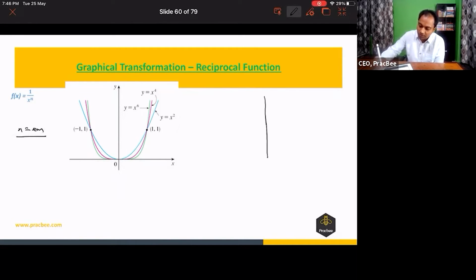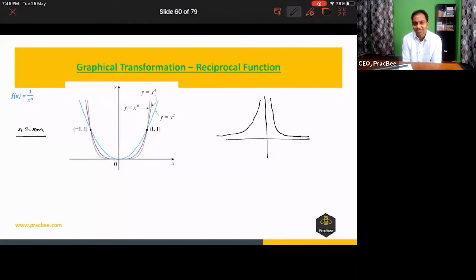So again, it is very simple. These all graphs are approaching zero here. So this will become infinity. This will become zero. So it will look something like this. The shape will be this. Again, आप कौन सा ऊपर आएगा कौन सा नीचे, that is the only thing that we need to decide.